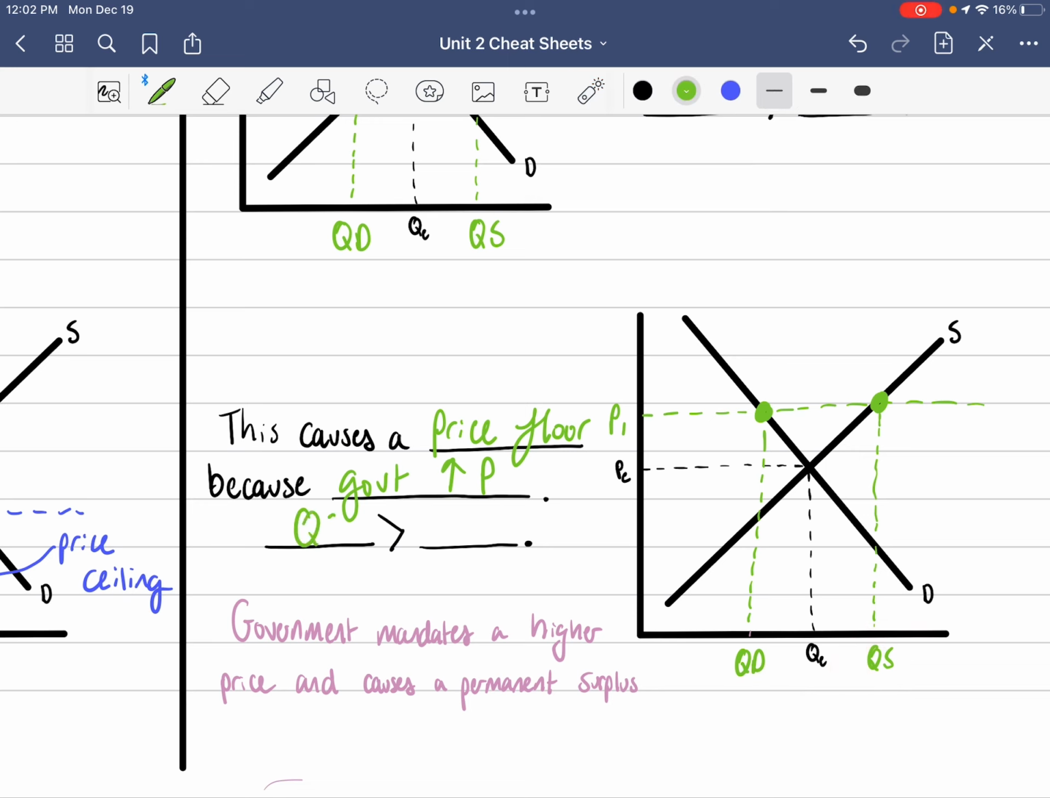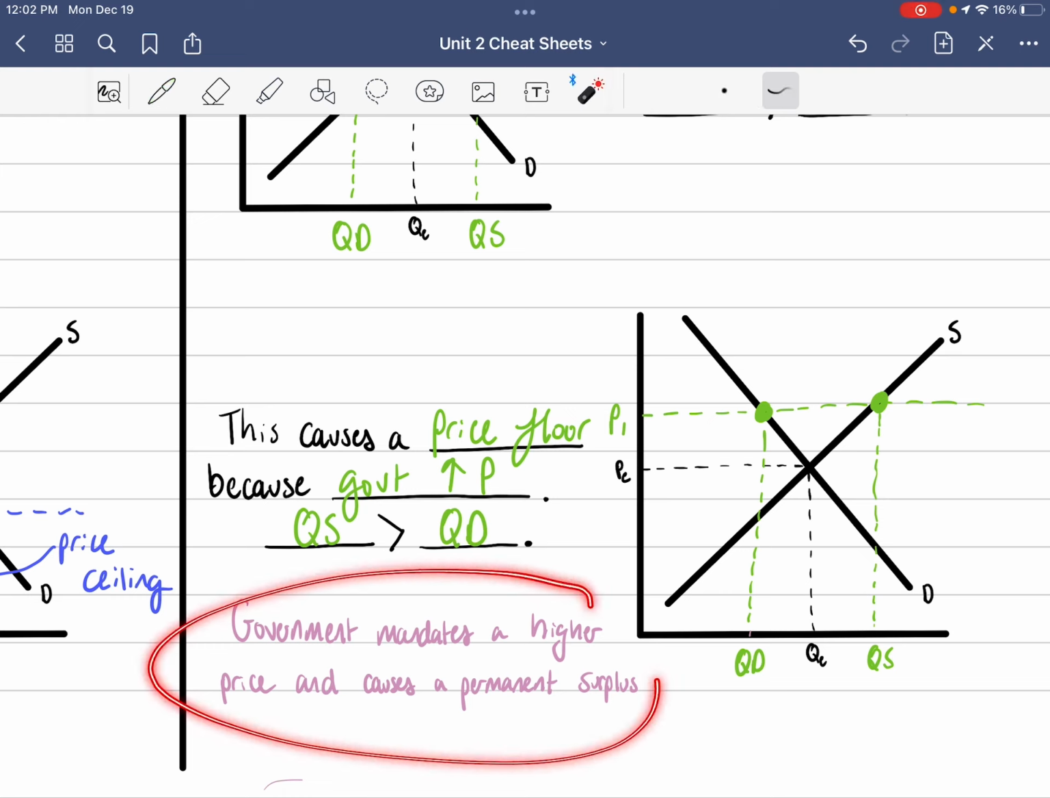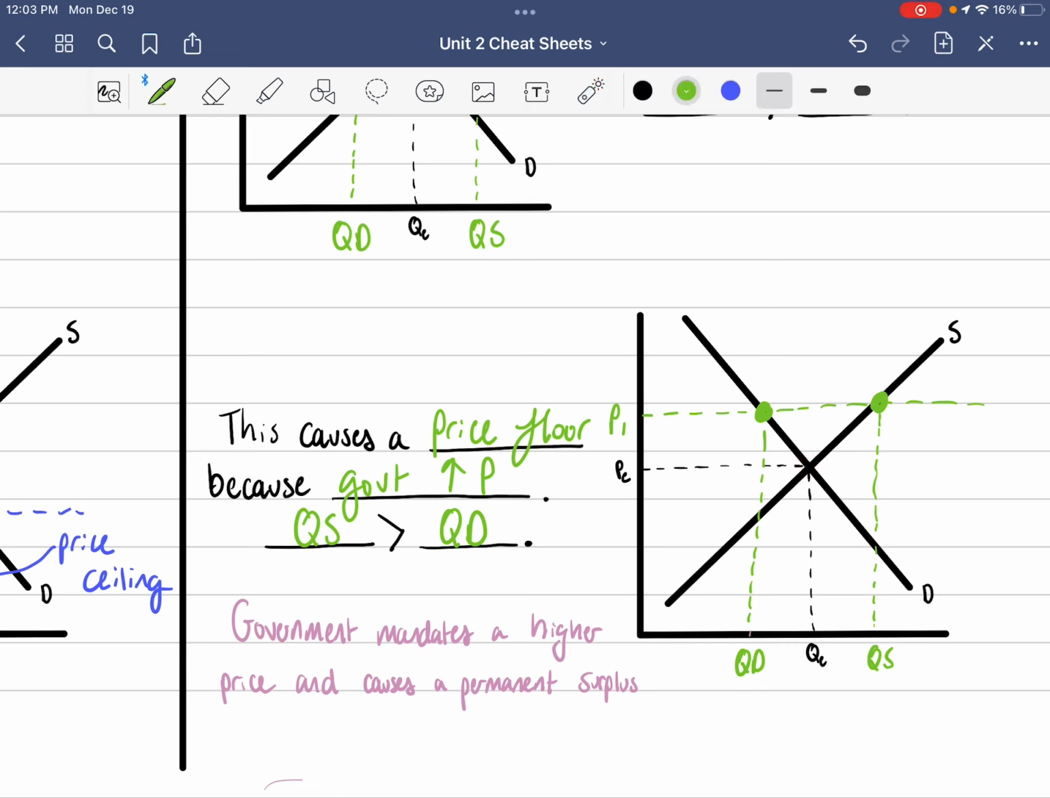And that makes sense. It's the same as a surplus. But in this scenario, here is what is different. The government has mandated that price change. It will not fix itself. When the government mandates that higher price, it causes a permanent surplus. How do we know? We take a look at where we should be, which is equilibrium. We have 2 points of disequilibrium and we color them in.